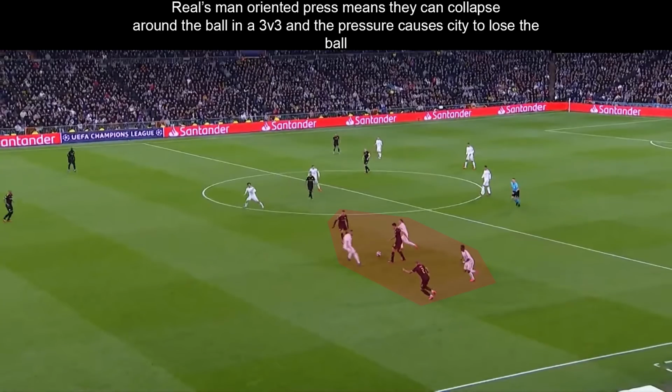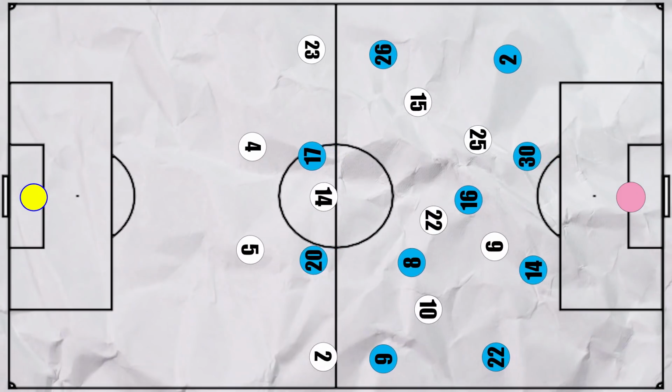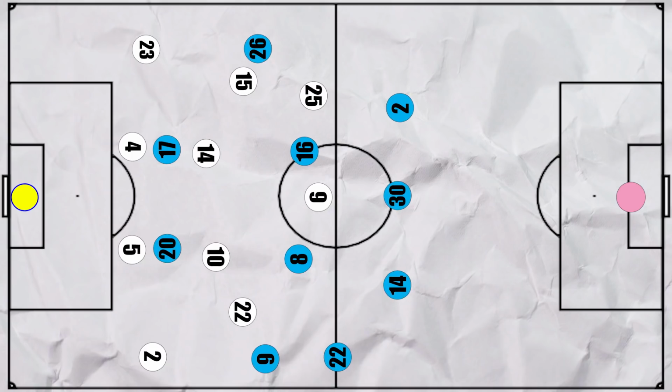In fact, the high press also led to Real's goal, closing down Rodri and Otamendi before transitioning quickly and getting the goal. But as the match wore on and Real's press dwindled, City were able to get high up more often.